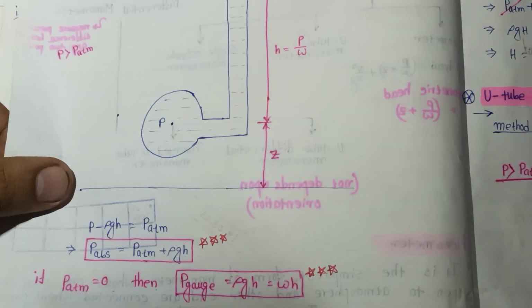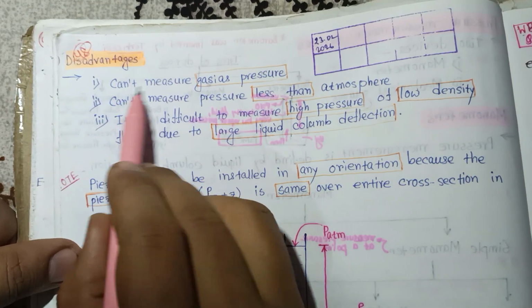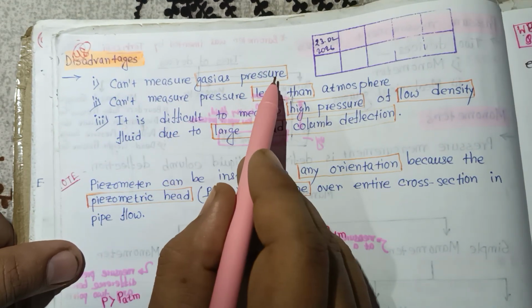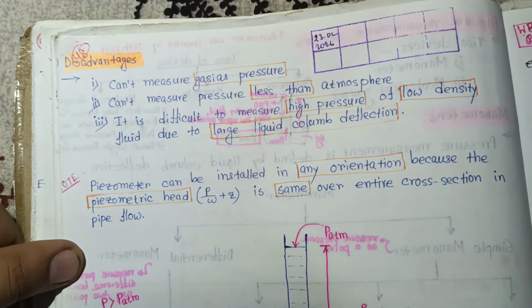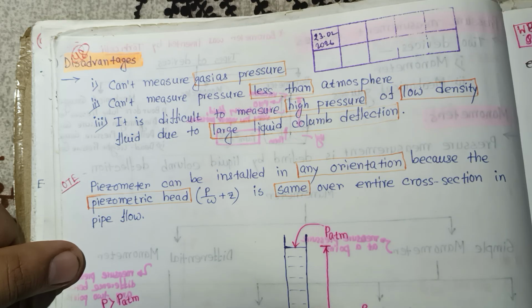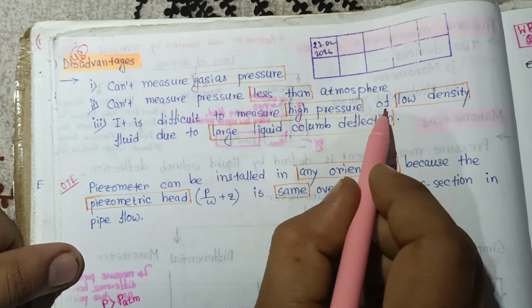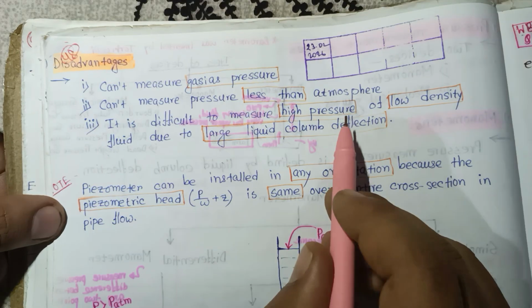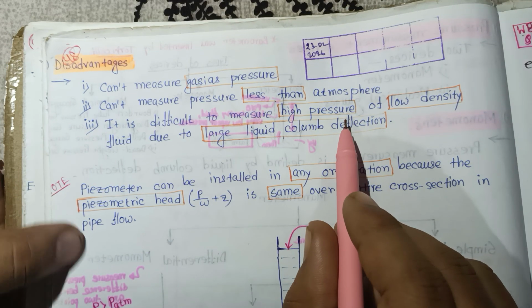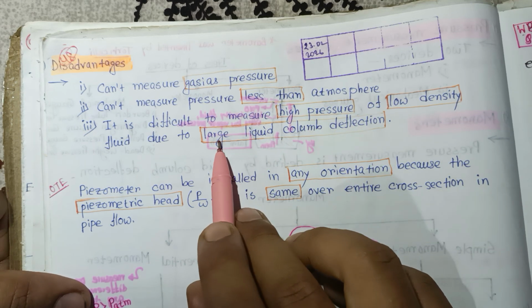But the problem is that the piezometer cannot measure gaseous pressure. The disadvantage is that it cannot measure gaseous pressure, and it cannot measure pressure less than atmospheric pressure. This is very, very important. It is also difficult to measure high pressure of a low density fluid, because there is a large liquid column deflection.